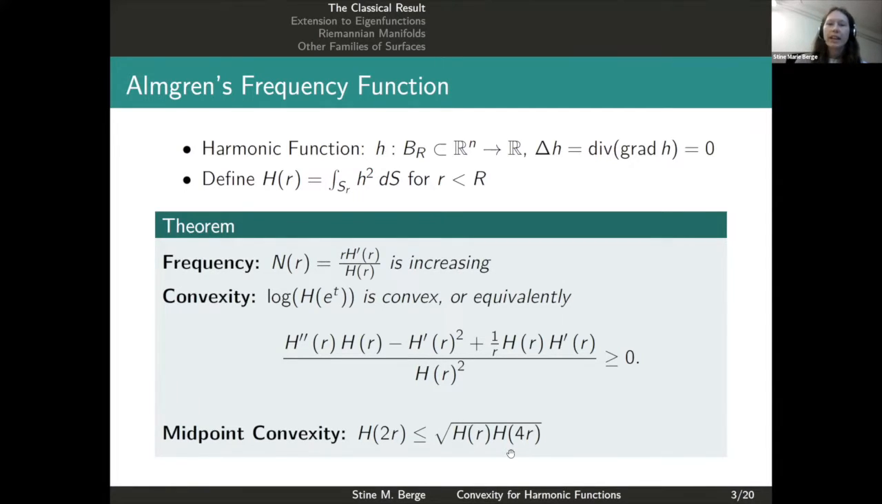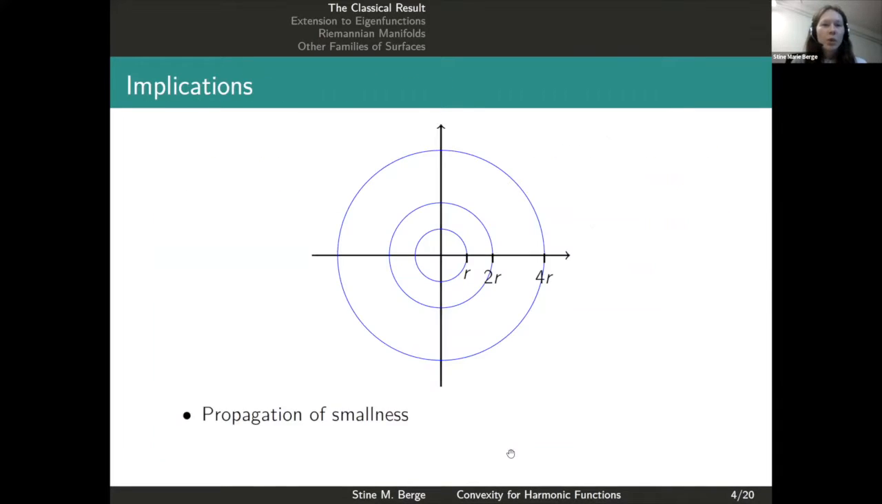Now I want to point out why I think this matters. The first reason is that this will imply the so-called propagation of smallness for harmonic functions. For instance, if you know that your harmonic function is very small here, and you know that it's bounded on some very big ball, then you know that on this middle sphere it should also be very small. So you can propagate smallness outwards a bit.